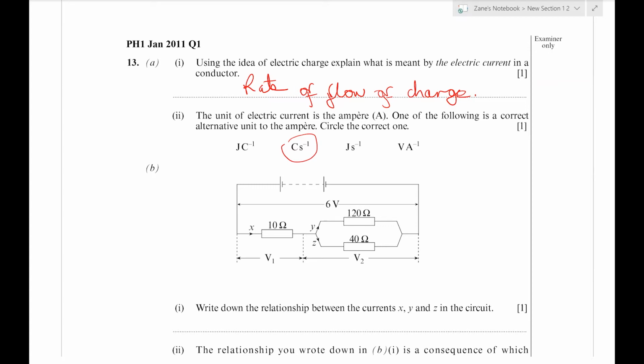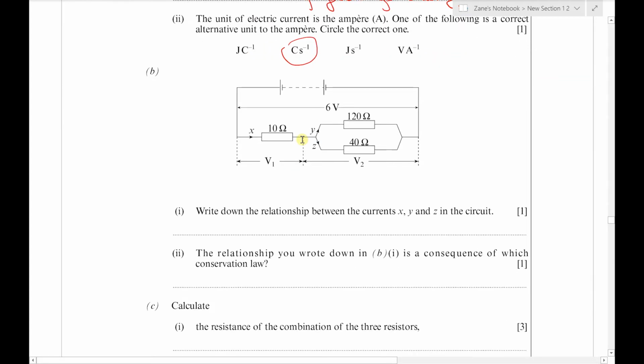Next we have a simple circuit where we have a 10 ohm resistor in series with a parallel combination of 120 ohm and 40 ohm resistors, and there's a total potential difference across the whole thing of 6 volts. We've got to write down the relationship between the currents X, Y and Z in the circuit. Well, current X splits up into currents Y and Z, so we can simply say that X must be equal to Y plus Z.